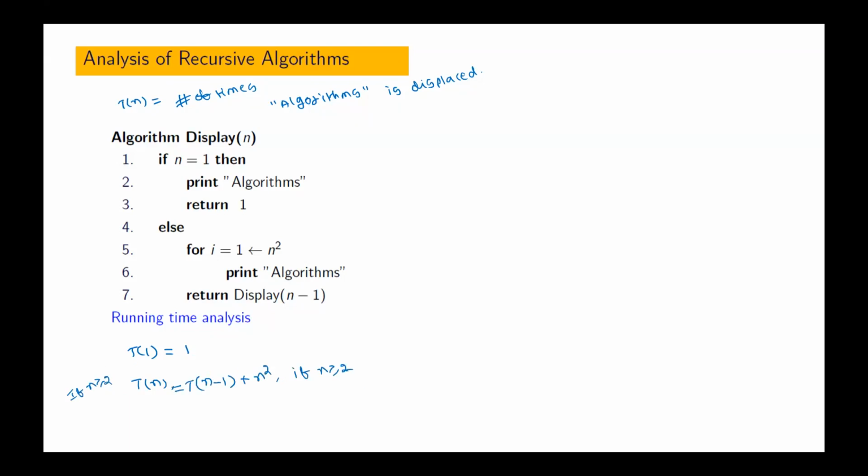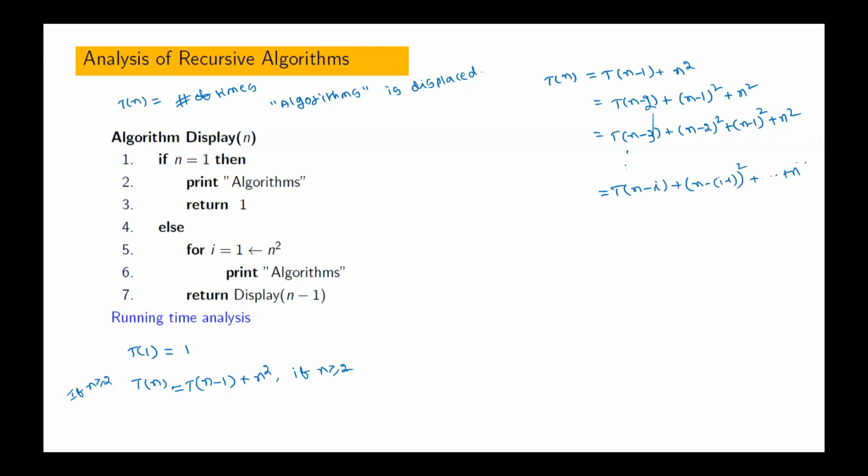Now, can you directly tell me what is the answer in this case? N raised to 3, n to the power 3. Here it is very easy to simplify, no? Yes. This becomes T of n minus 1 plus whole square plus n square. Next it becomes T of n minus 2 whole square plus n minus 1. Now you can tell me the general pattern, after i steps. Is that correct? Yes, sir.